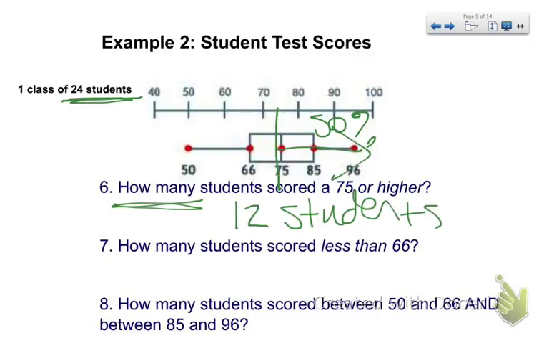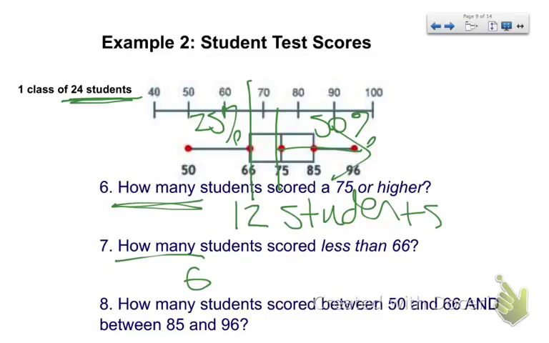Alright, so it's important that you realize the difference between the last ones that we did and these, where it's saying how many. So how many students scored less than a 66? Well, less than 66 is 25%. 25% of 24 is going to be 6. So 6 students scored less than a 66.